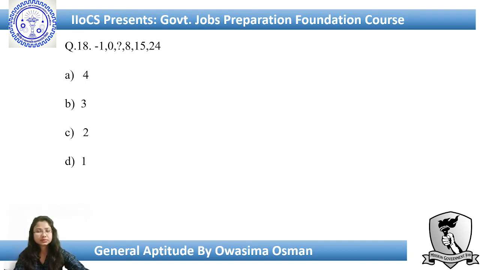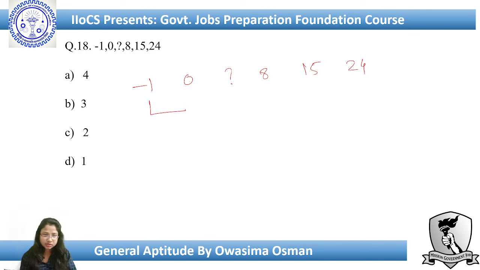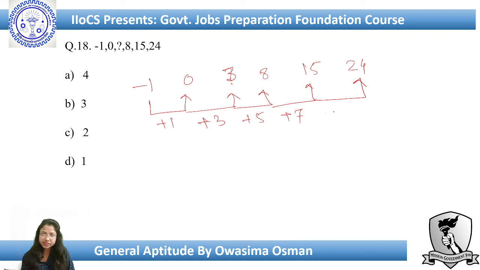Next, -1, 0, 8, 15, 24. So -1 to 0 we can write, if we do -1 plus 1 we will get 0. Again if we do 0 plus 3 we will get 3. If we do 3 plus 5 we will get 8. If we do 8 plus 7 we will get 15. If we do 15 plus 9 we will get 24.